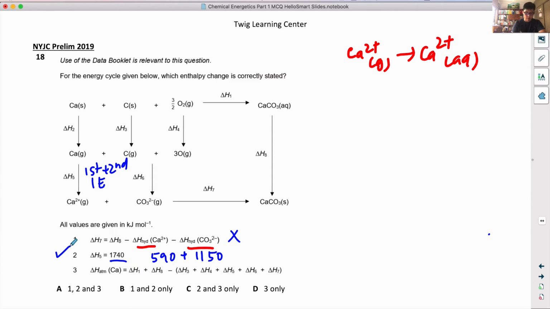Okay, for option 3, we're just going to apply Hess's law. I think that would be the easiest way to look at it. Hess's law: from here to here is the same as from here to here. Let's see if I'm going to put everything in.